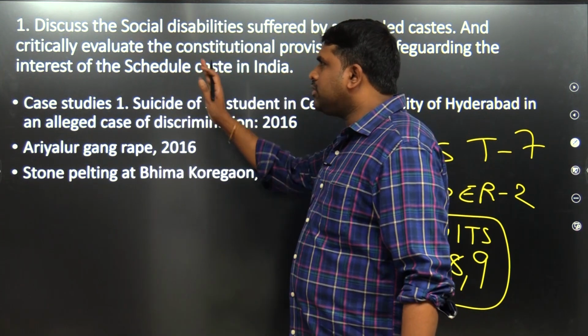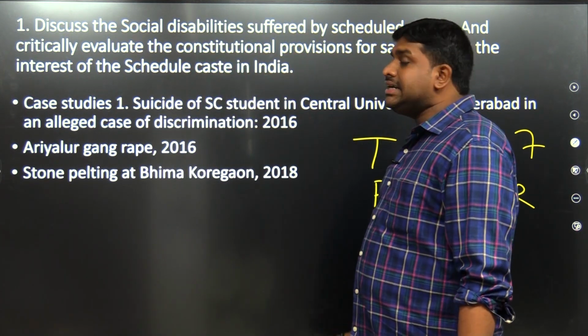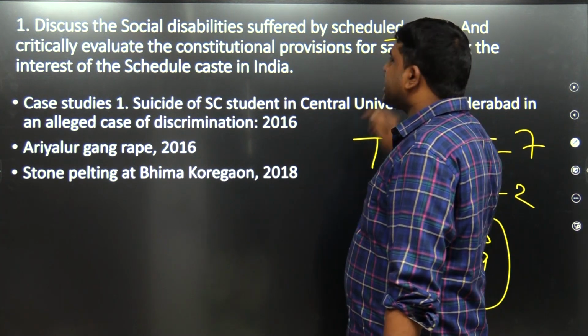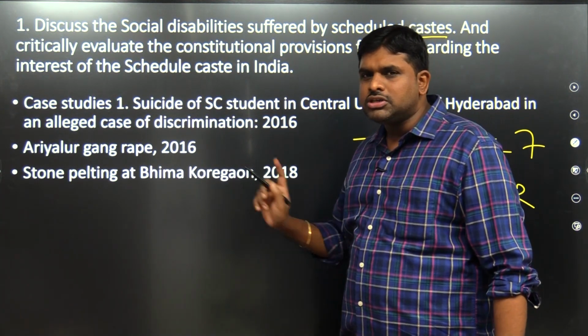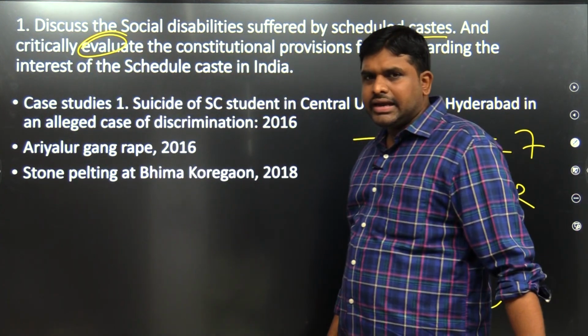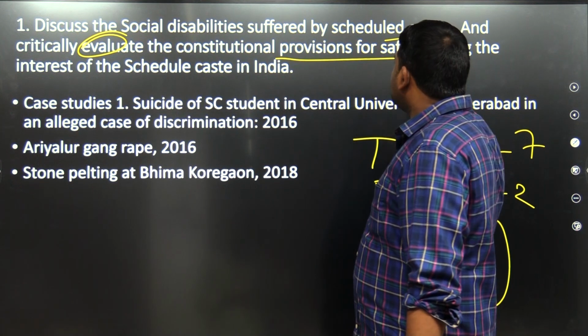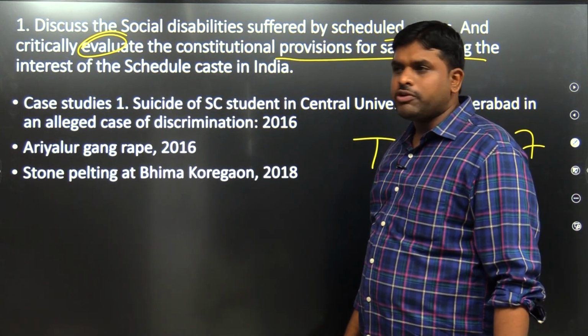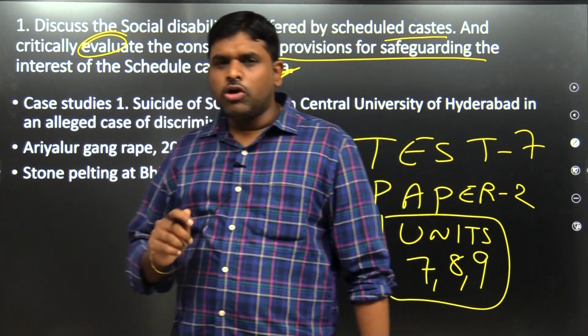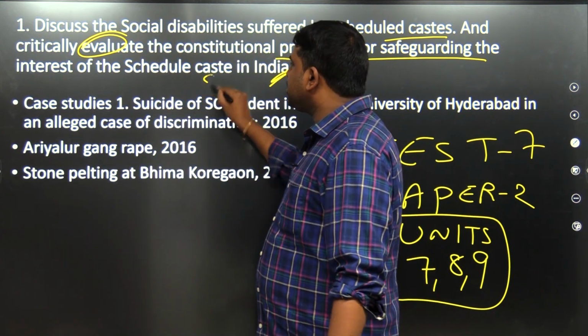The first question is: discuss the social disabilities, meaning the social problems suffered by scheduled castes, and critically evaluate the constitutional provisions for safeguarding the interests of scheduled castes in India. The question is exclusively about scheduled castes. This is a 20-marker question.